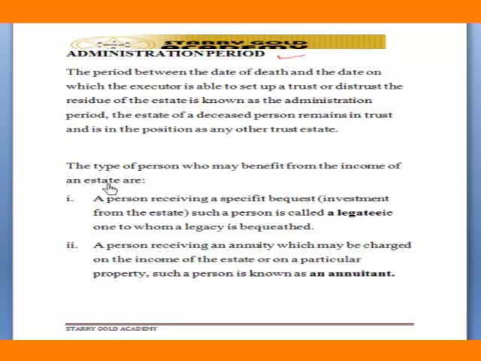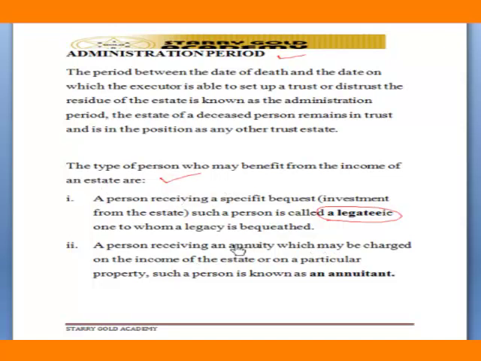And who are the persons that can benefit from the income of an estate? Let's look at those that can benefit from the income of an estate. We have the following persons. We have the legatee. Who is a legatee? This is a person who is receiving a specific amount from the estate. He's been bequeathed a specific amount. So, okay, at the end of every month, give this young woman 200,000, or give this young man 100,000. That's a legatee.